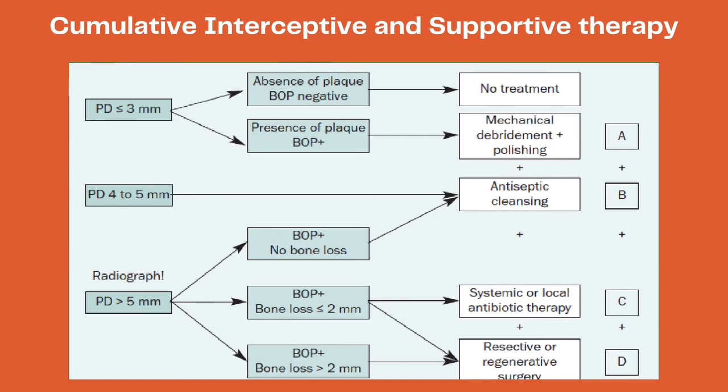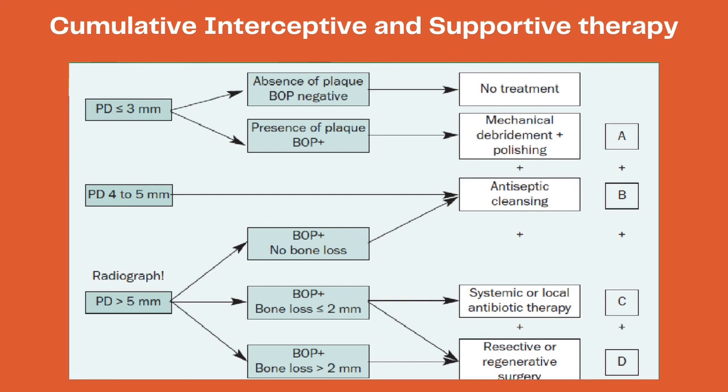There is also a protocol proposed by Lang and Lindhe, which is called cumulative interceptive and supportive therapy. Here, based on the probing depth, the treatment is suggested. If the probing depth is less than 3 mm, then we see whether there is presence of plaque or bleeding on probing. If there is no plaque and no bleeding on probing, then no treatment would be required. If there is presence of plaque and bleeding on probing, then mechanical debridement and polishing of the prosthesis, including the implants, is done.